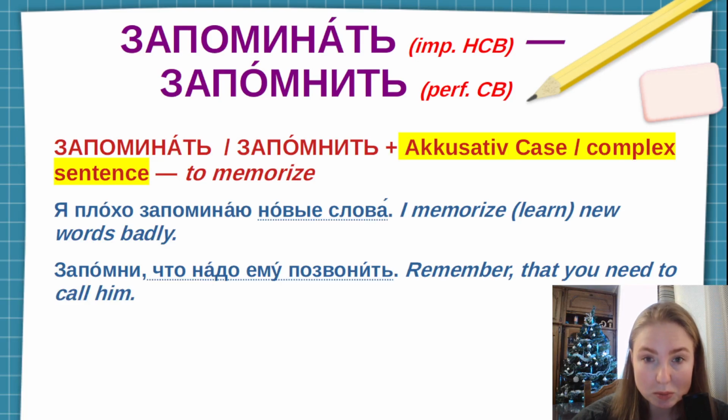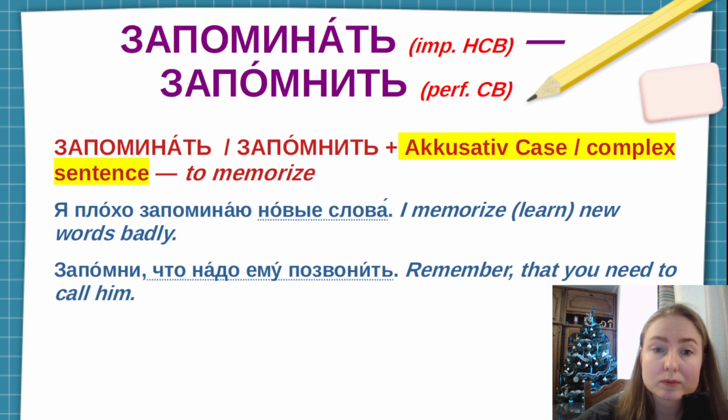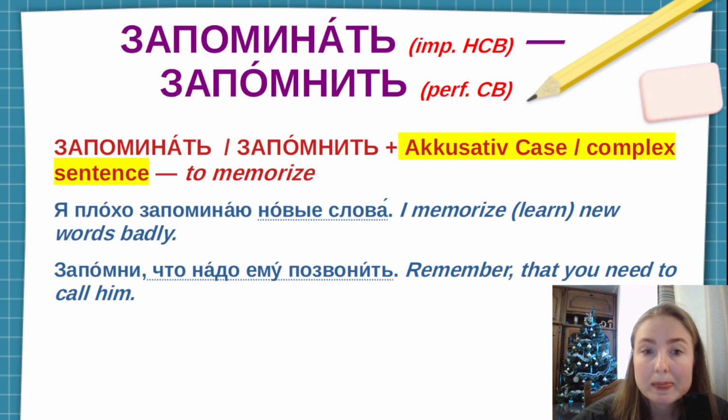And запомнить. This is a perfective verb which we use if the action is completed. So we have a certain definite result, or if the action took place one time. So the second example will be again the perfective, like запомни, что надо ему позвонить. Remember that you need to call him.